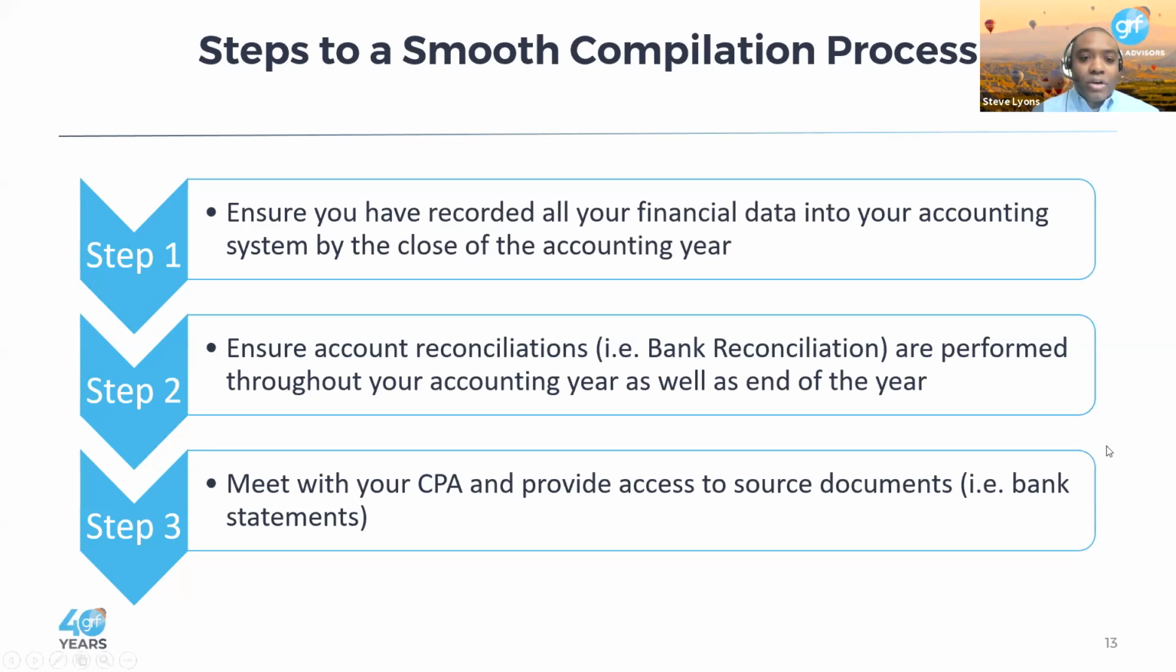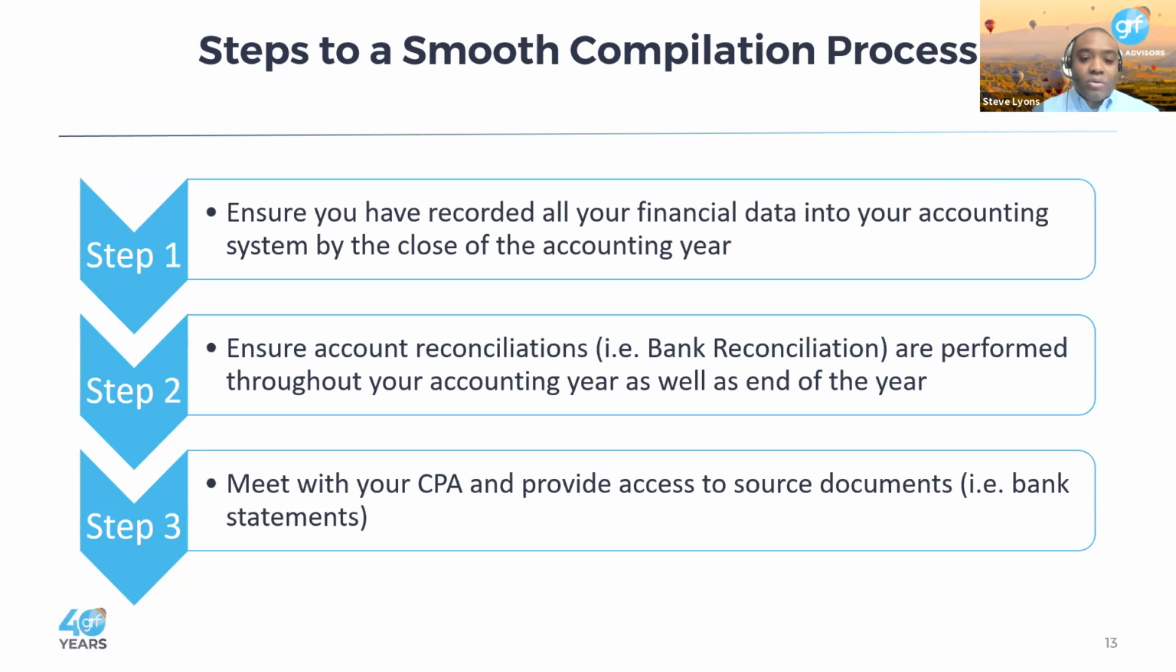You want to make sure you're doing your account reconciliations, your bank reconciliations throughout the year. If you're tracking outside schedules, ensure that those schedules agree to the balances in your accounting system. You want to make sure those reconciliations are done as much as you can. And then finally, once you've done steps 1 and 2, meet with your CPA to begin the process of compilation.